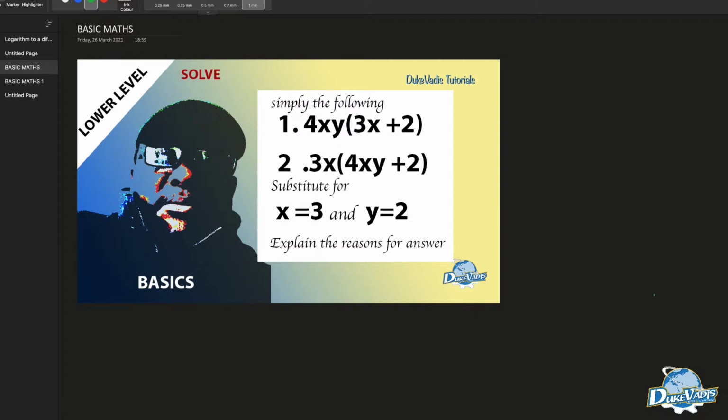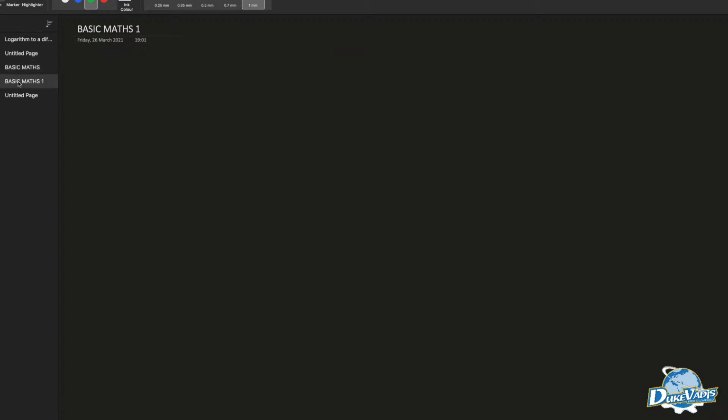So our first interest is these two that we're supposed to simplify. And after simplifying, we should substitute x to be equal to 3 and y to be equal to 2. Then explain the reasons for the answer. Alright, so that's how we're going to go about it. Let's not waste so much time, but go straight to the board and do what we do all the time. So this is our clipboard.